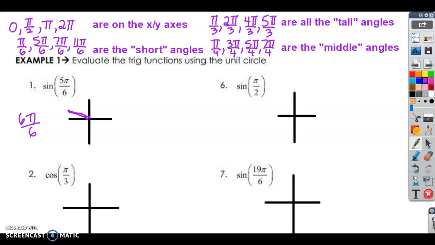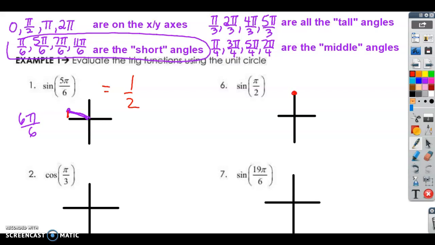I usually write them down, but you don't have to. 5 pi over 6 is right about there, right? That is a short angle. And here they are. I wrote them down here at the top. Okay, those are the sixths. So sine, the y distance, is shorter than the x distance, and it's positive. So that is 1/2.